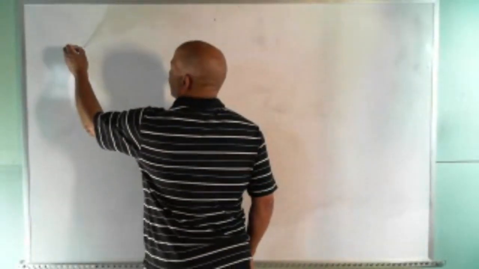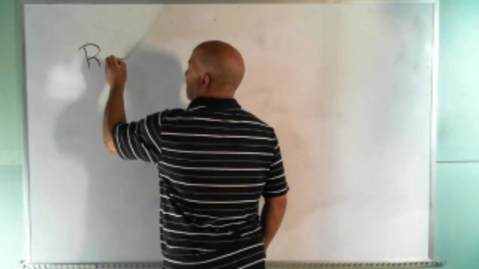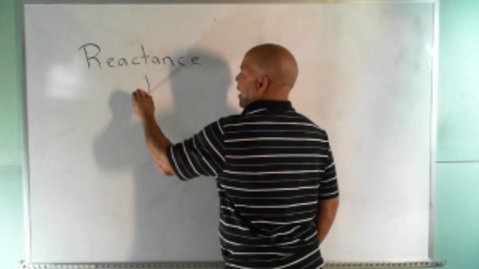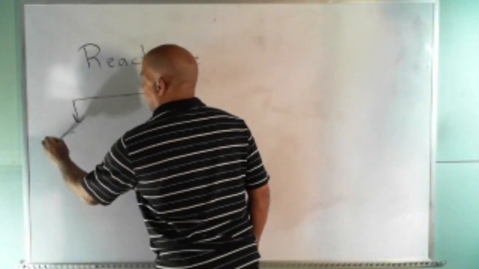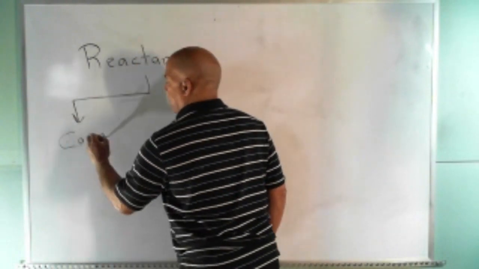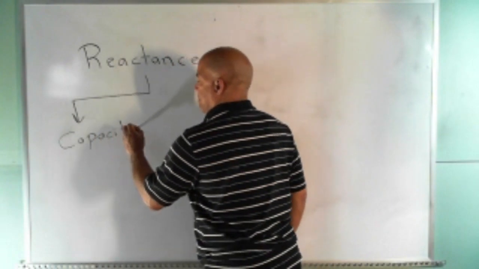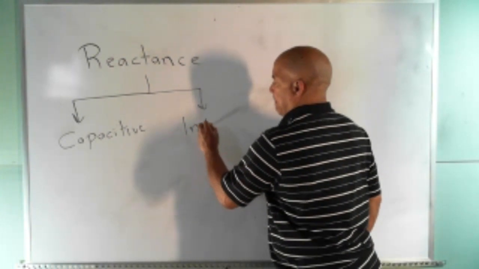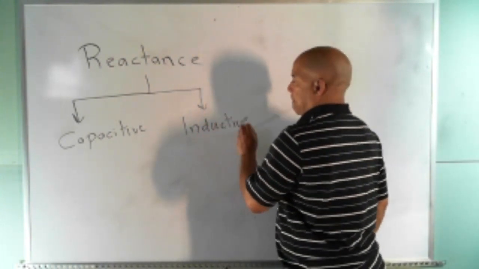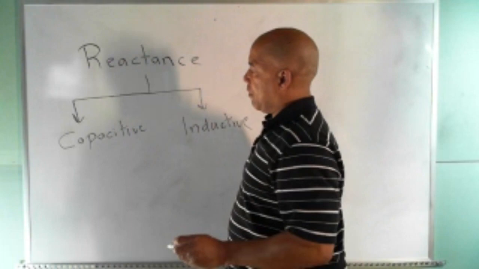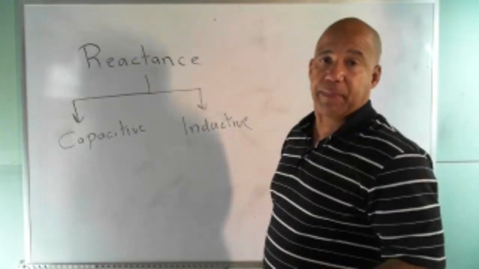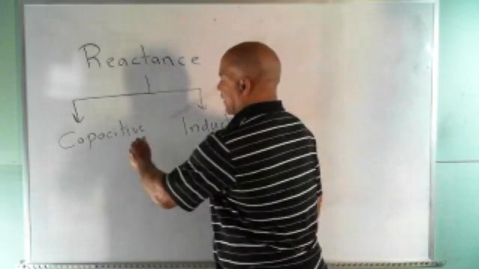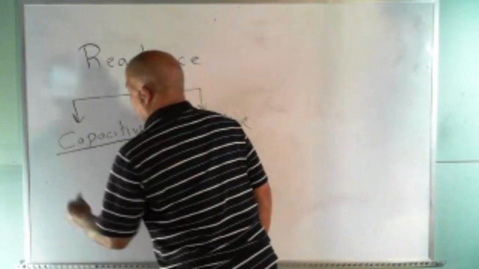reactants. Two types: capacitive reactants and inductive reactants. I gave you a diagram, the impedance diagram, which I'll put on the board in just a second. But I mentioned the fact that you can calculate the magnitude of these quantities.